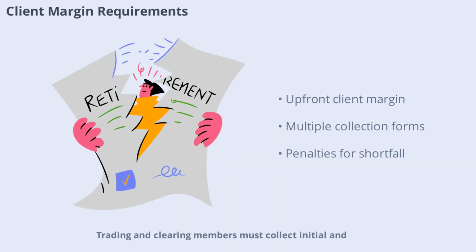Trading and clearing members must collect initial and extreme loss margins from clients before trades are executed. Margins can be collected in various forms as specified by SEBI and exchanges. Any shortfall or non-collection must be reported, and penalties are imposed for violations. This ensures that clients are adequately covered and that the risk is managed at every level of the market.